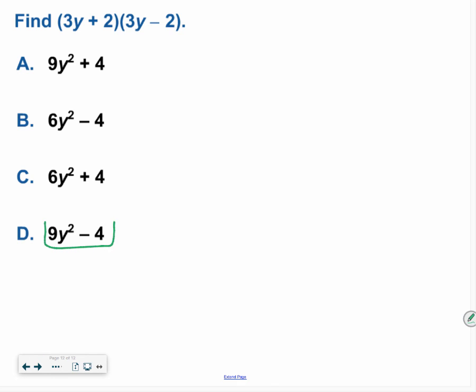Hopefully you ended up with 9y squared minus 4.